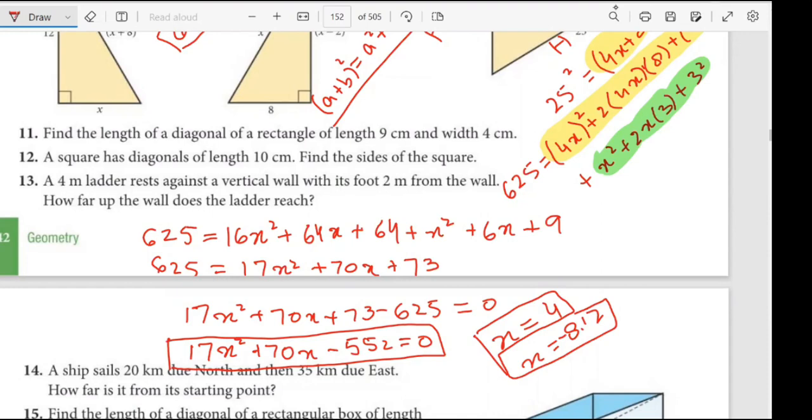Then put the value of A, B, and C. That's why I was telling you, my dear, keep practicing. If you do not practice, you will start forgetting whatever you have done.